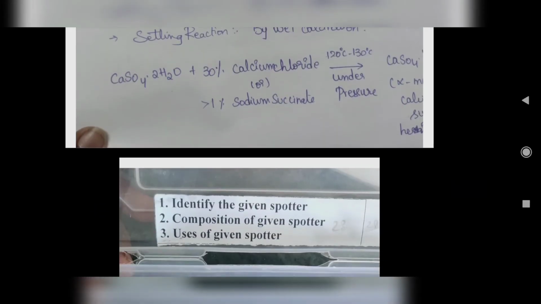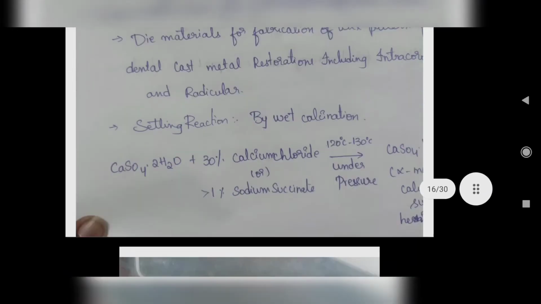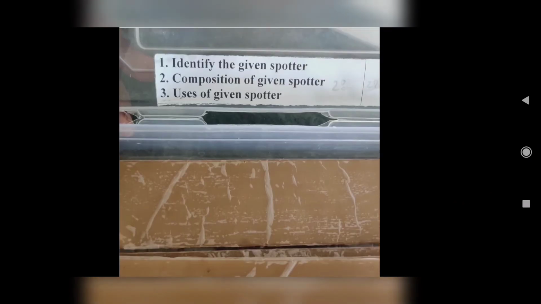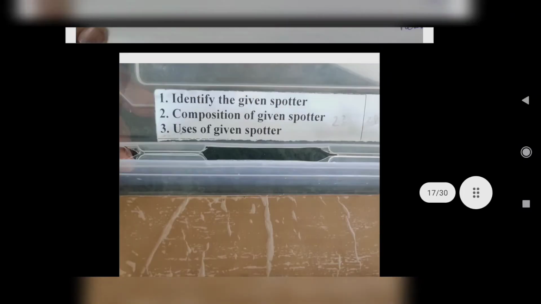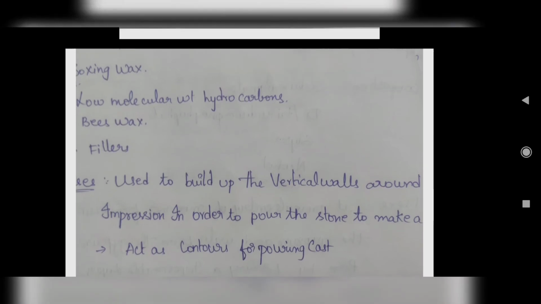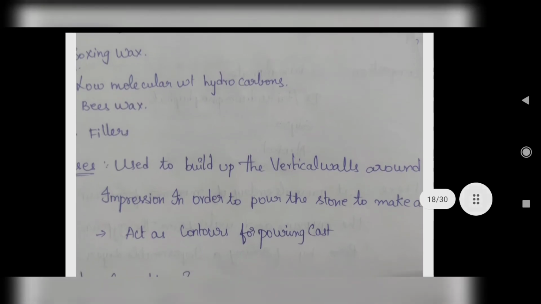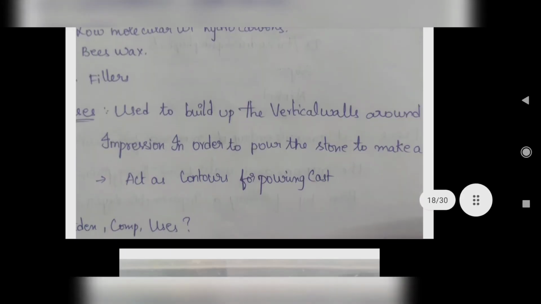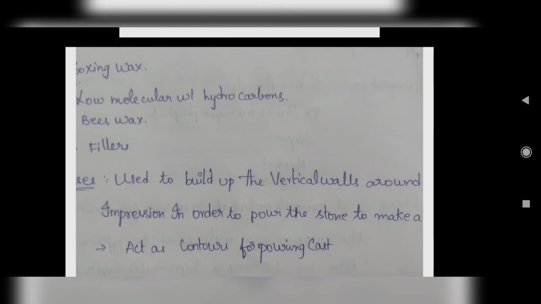which is an alpha-modified calcium sulfate hemihydrate. So what is this we use in our dental materials lab? It is a boxing wax. We have identified it. What's its composition and uses? Boxing wax is a low molecular weight hydrocarbon beeswax. It's used as a filler. Users use it to build up the vertical walls around the impression in order to pour the stone, and it acts as a contour for pouring the cast. This is the use of boxing wax.